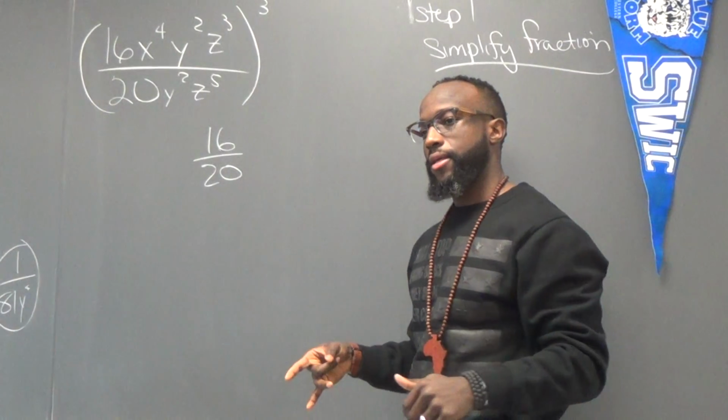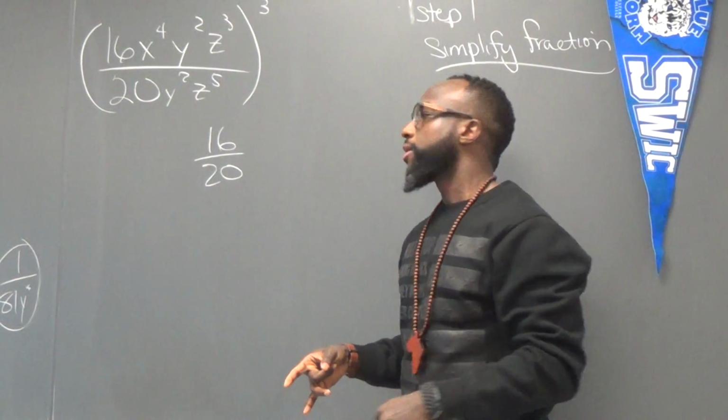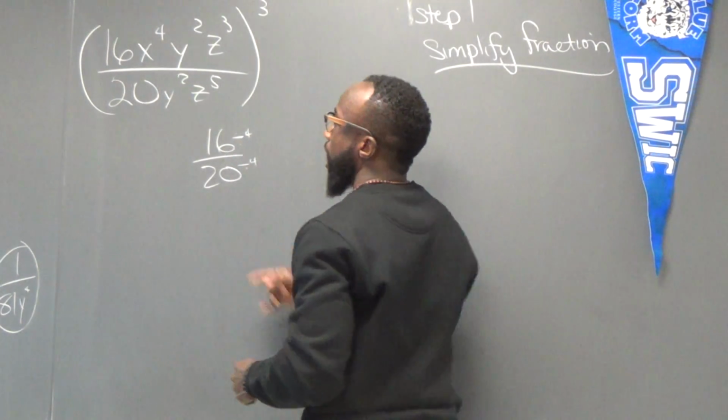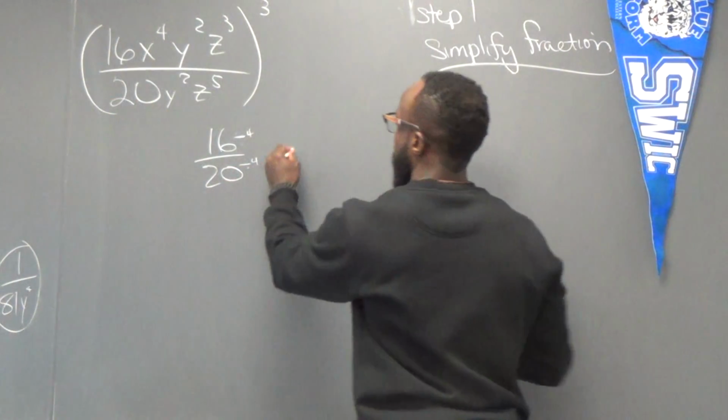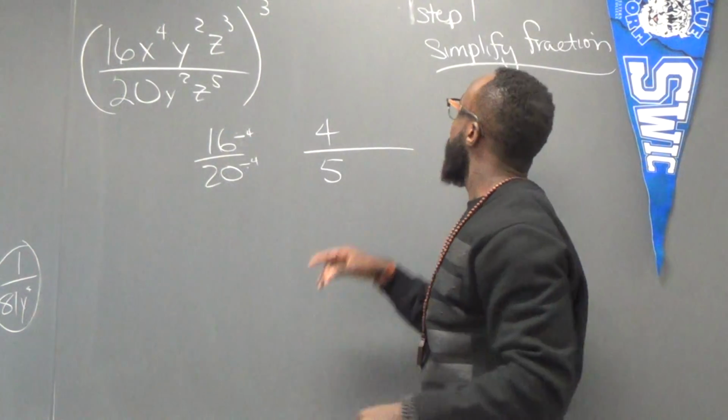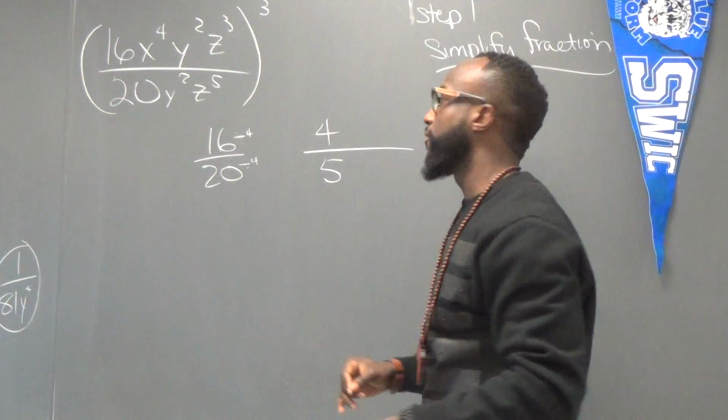How can we simplify 16 over 20? You divide by 4. So we're going to divide both of these by 4. That's going to change this number to be what? 4 over 5. That's step one. You simplify the fraction: 4 over 5.